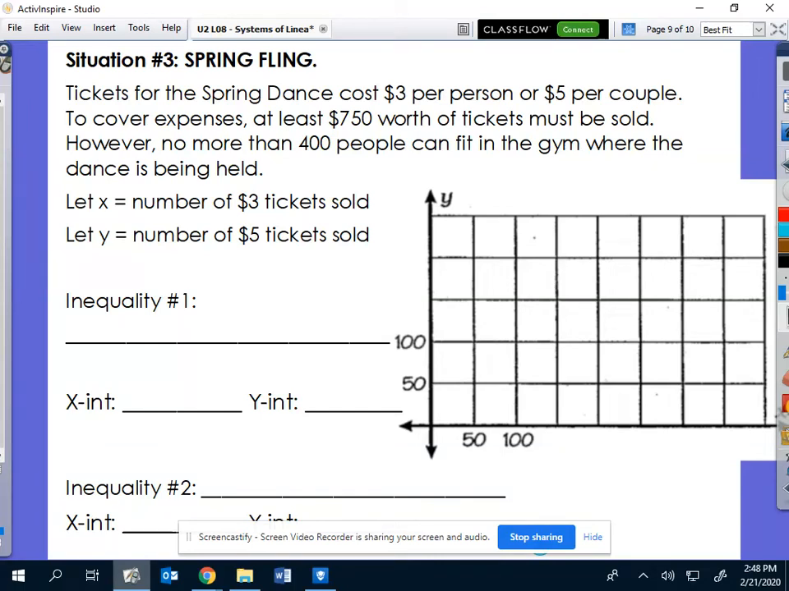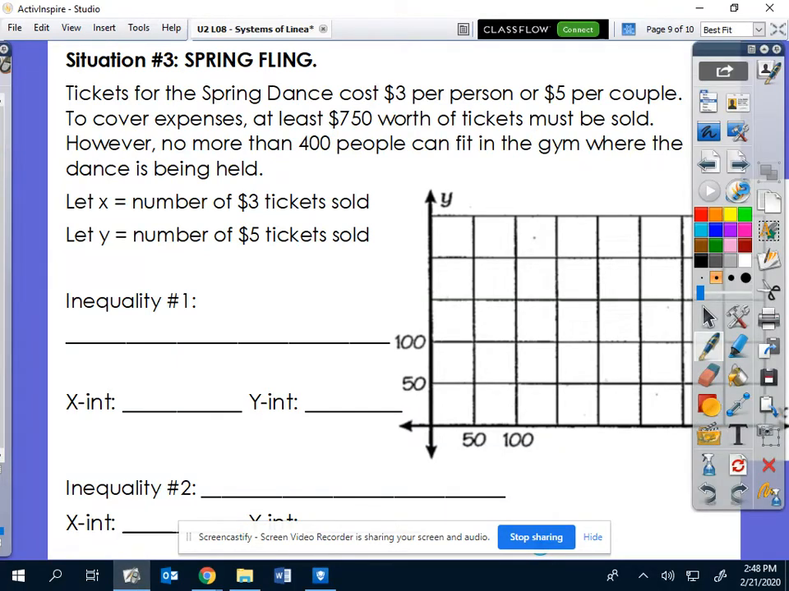Last one, we're planning a dance. And I know that this might be like, oh, that sucks, and we're done with this crap. But I think it's really important that you realize everything we do requires planning, right?